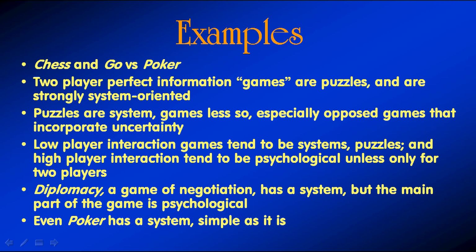Chess and Go versus poker. Chess and Go are heavily system games. They are in fact puzzles that are too complicated for people to actually solve. But any two-player perfect information game is a puzzle. And such things are strongly system-oriented because puzzles are all system. Now, many games are not, especially opposed games that incorporate uncertainty.